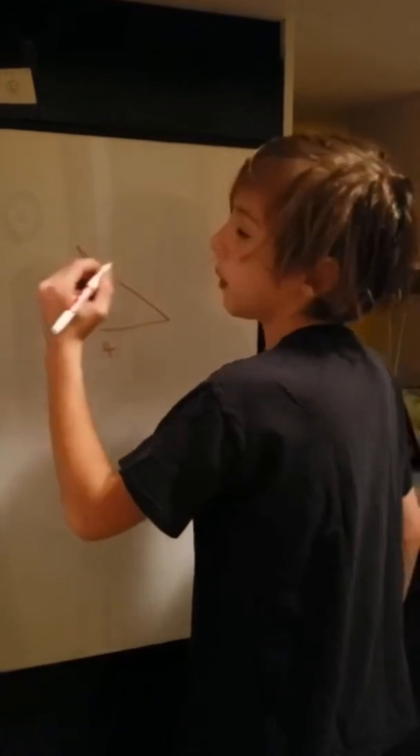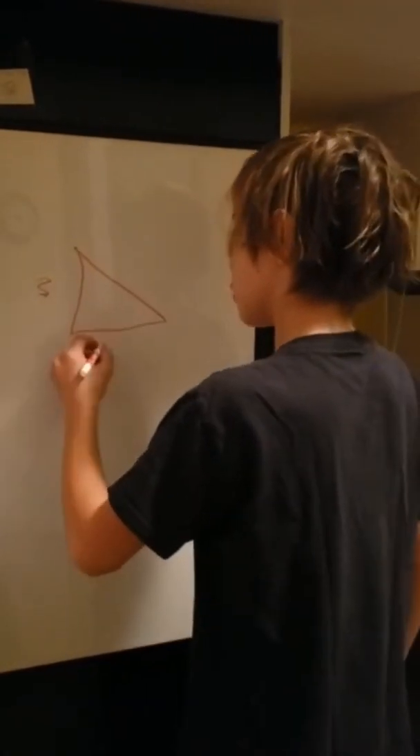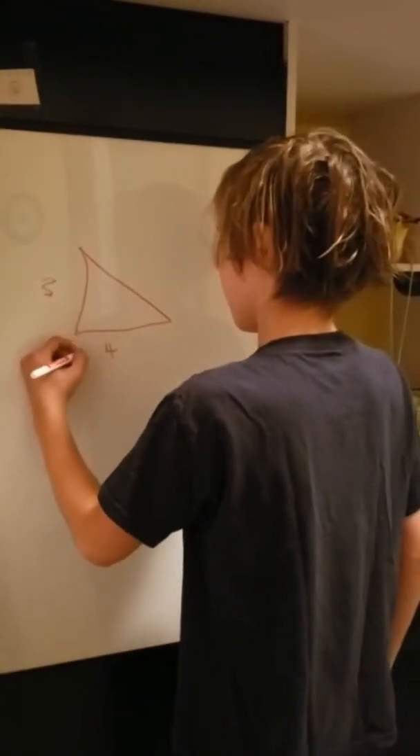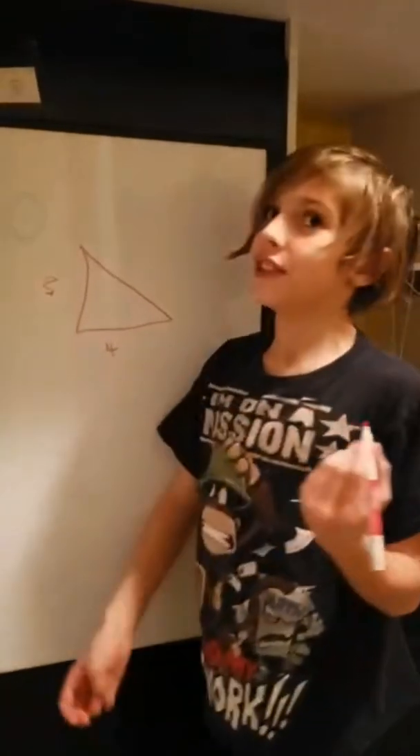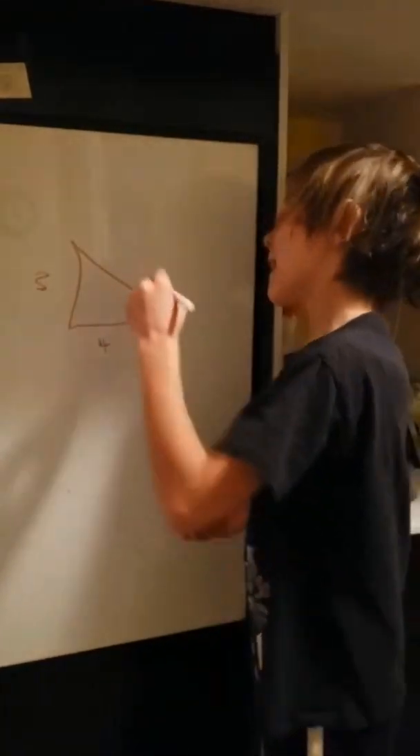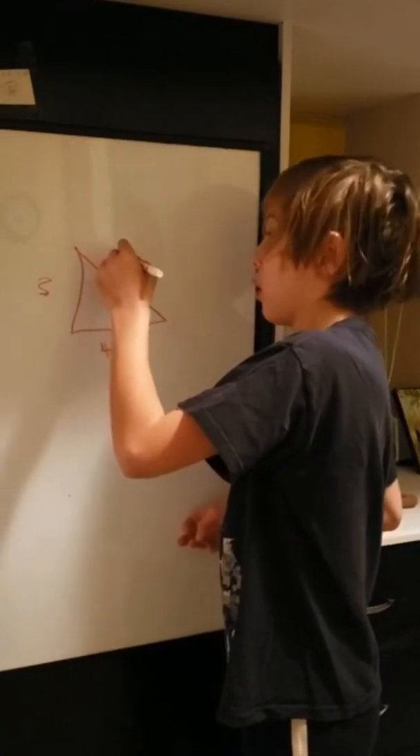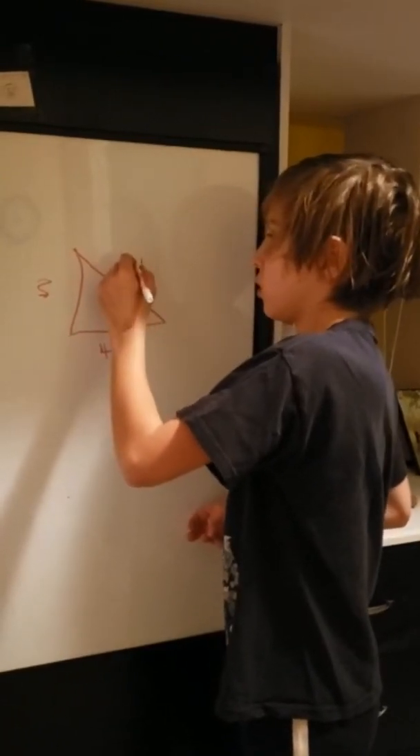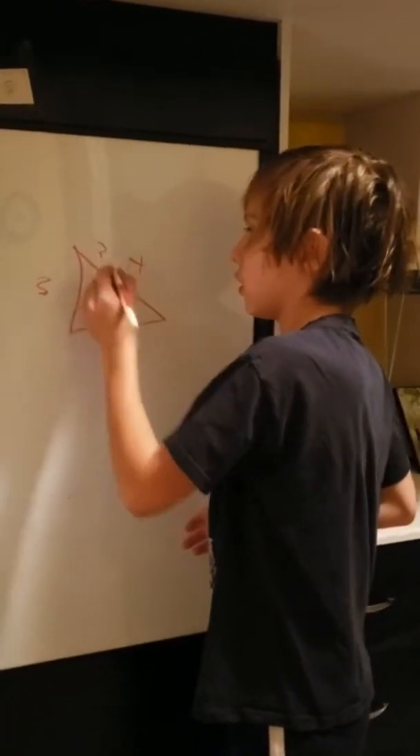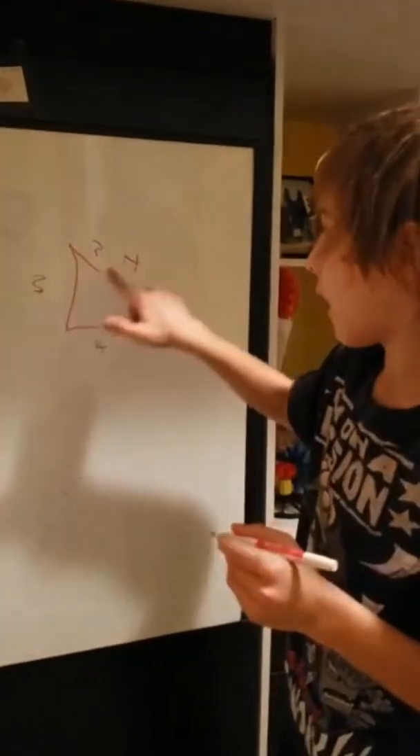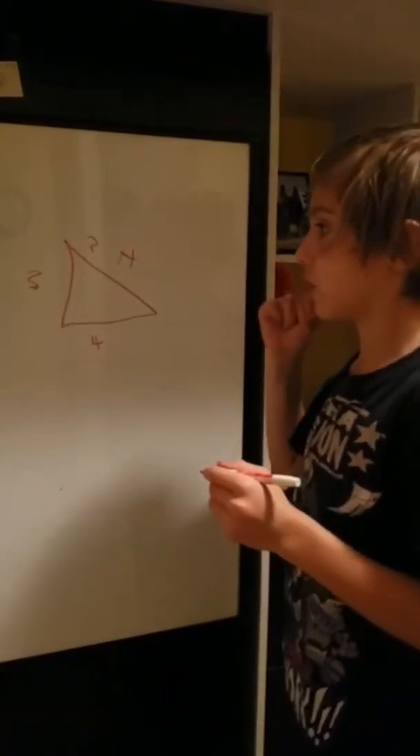First of all, let me tell you the names. So these two, this one is either the adjacent or opposite, and that one's either the adjacent or opposite. And that one is the hypotenuse. So we are trying to figure out how many centimeters the hypotenuse is.